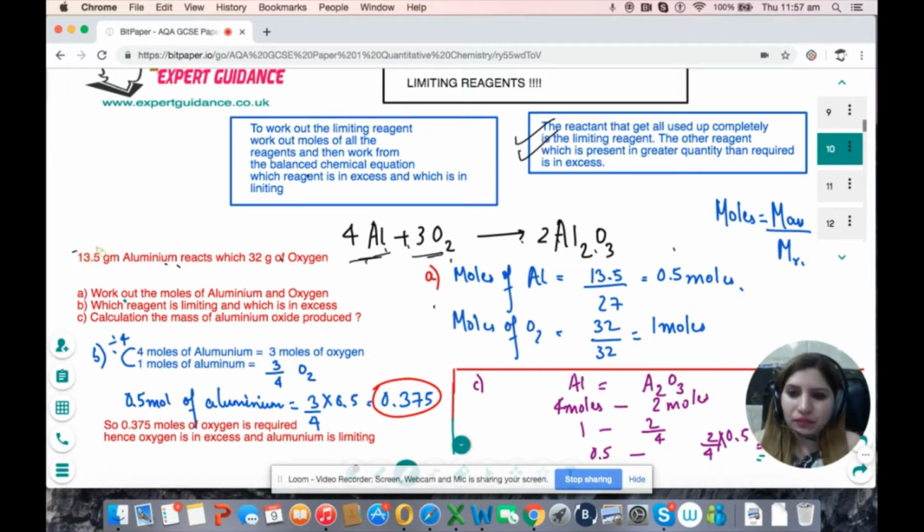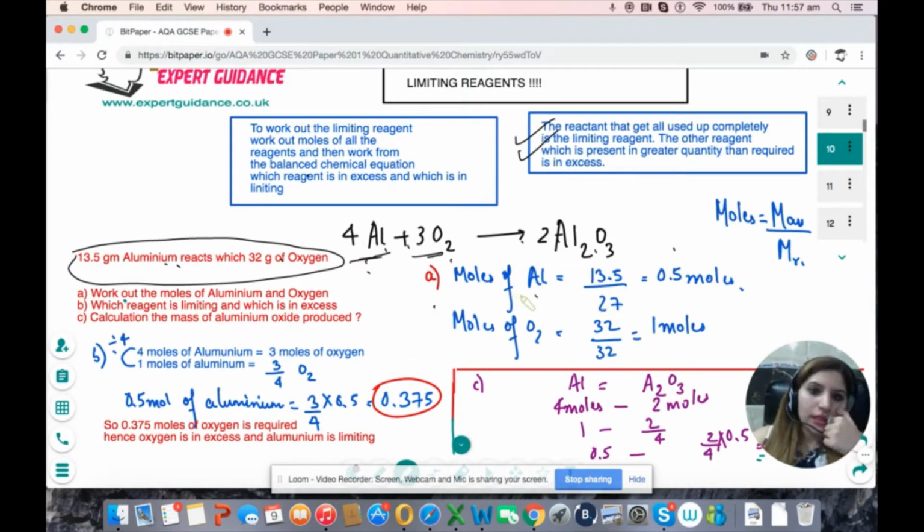So, for example, a question says 13.5 grams of aluminium and 32 grams of oxygen are there. Now, you will convert to moles by doing the mass divided by MR. So 13.5 divided by 27 gives 0.5 moles of aluminium, and 1 mole of oxygen.